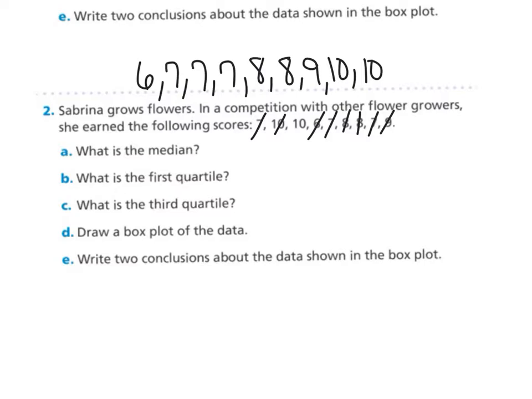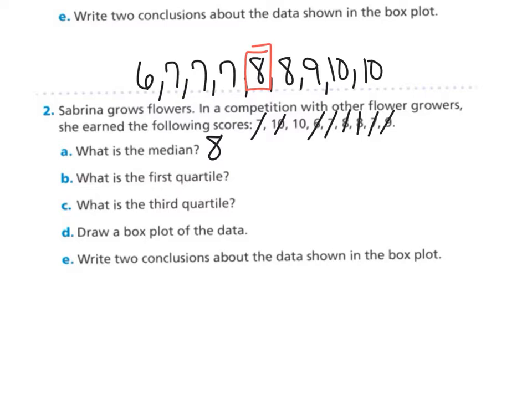So with 9 numbers, we have a definite middle number, which would be this first 8 here. When we say the median is 8, we don't have to specify that it's the first 8, but that is what it is, and that's going to be important, whether it's the first 8 or the second 8, for our next part, which is the first quartile.